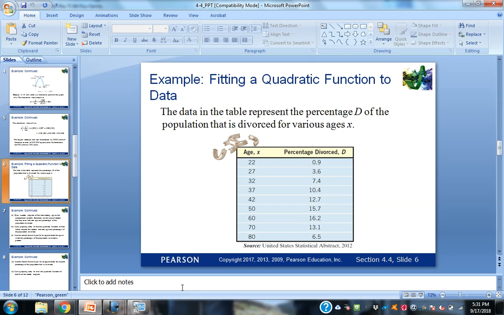Yes, that should be option 4 on your calculator in your regression. Line of best fit in option 4 in your regression.